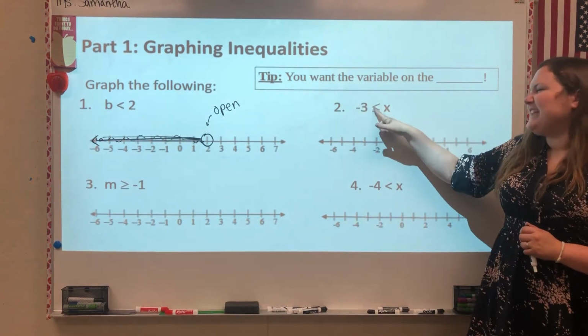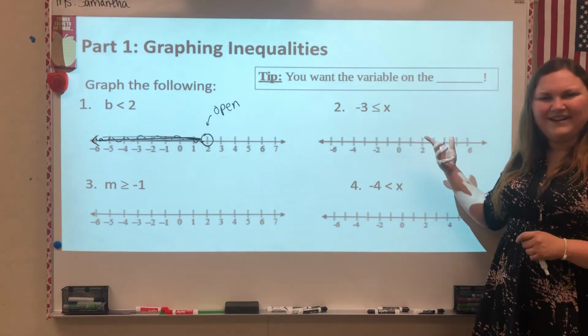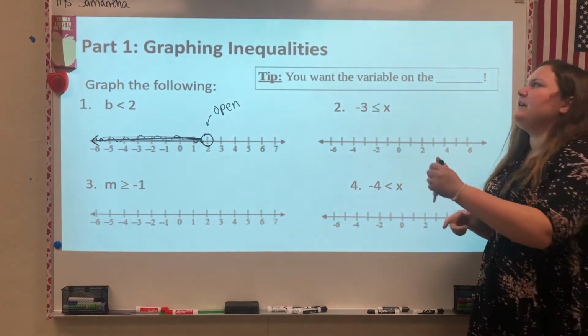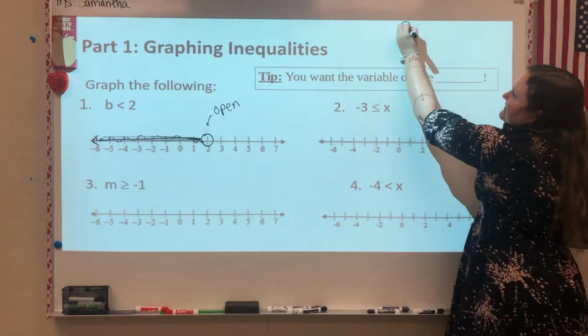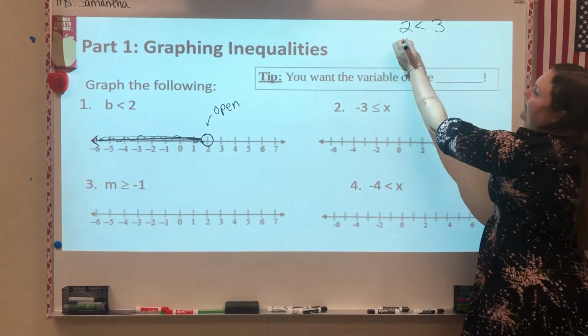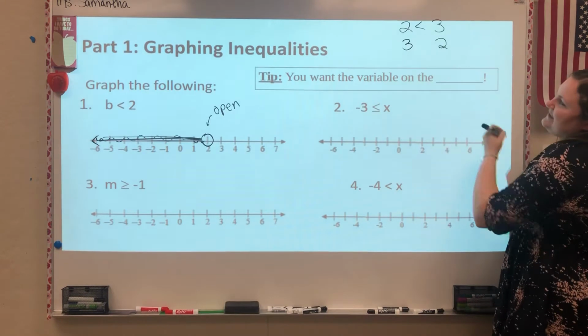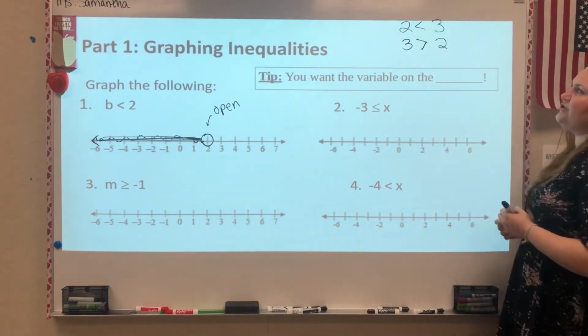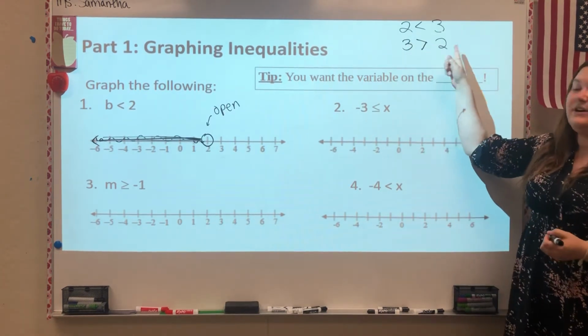Saying -3 is less than or equal to a number, it helps when you flip it around. Now when you flip inequalities around, like 2 is less than 3, when we flip it around like this, that inequality sign needs to change. 2 is less than 3, but 3 is greater than 2.